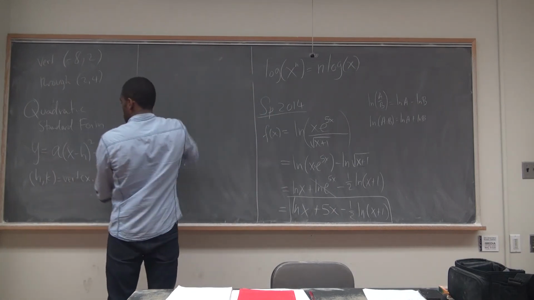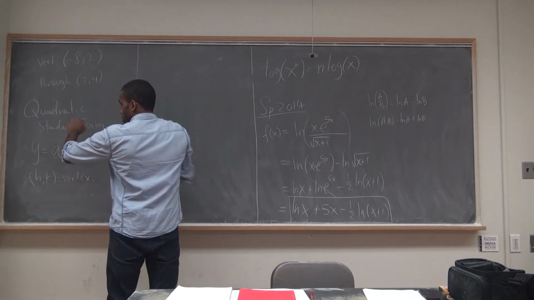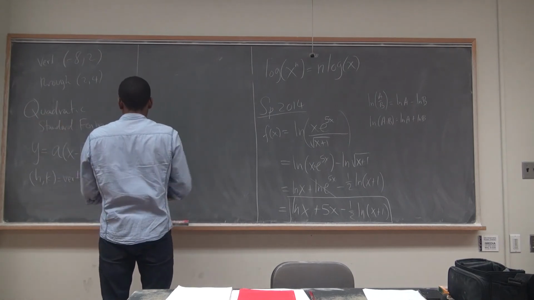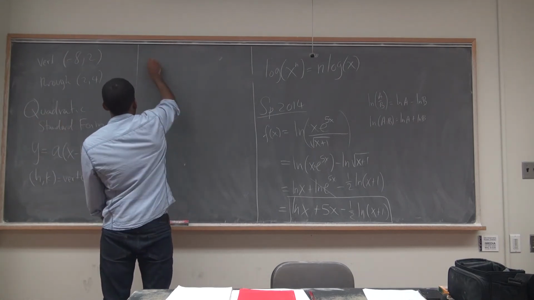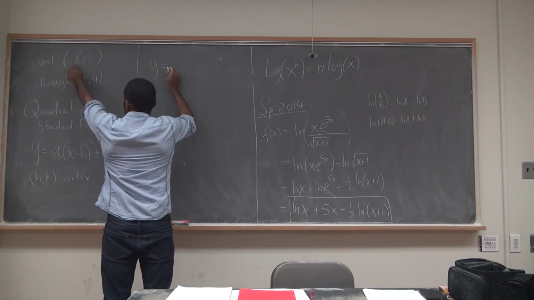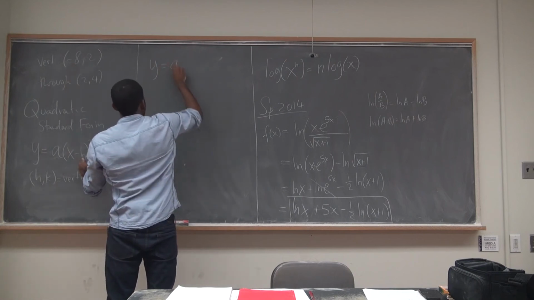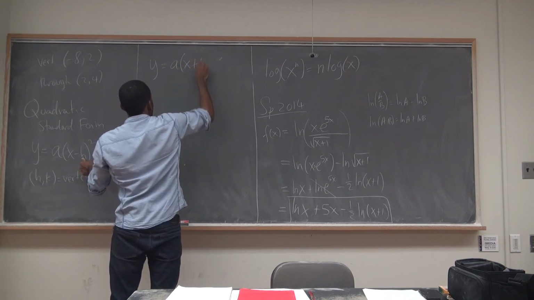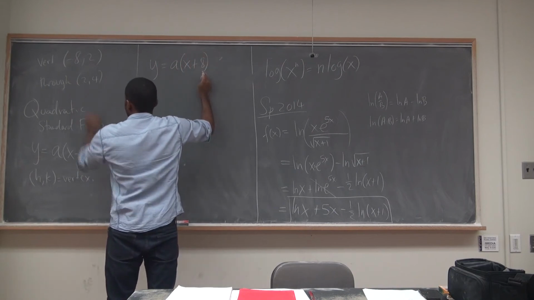A is the coefficient that stretches it vertically, and if it's negative, it opens down. If it's positive, it opens up. So what we would do here is, I know that y is equal to a times x minus h squared plus k. I can replace h with -8, and k I can replace with 2.